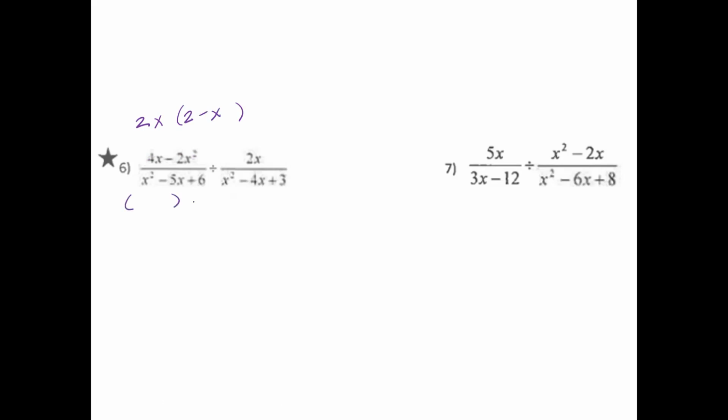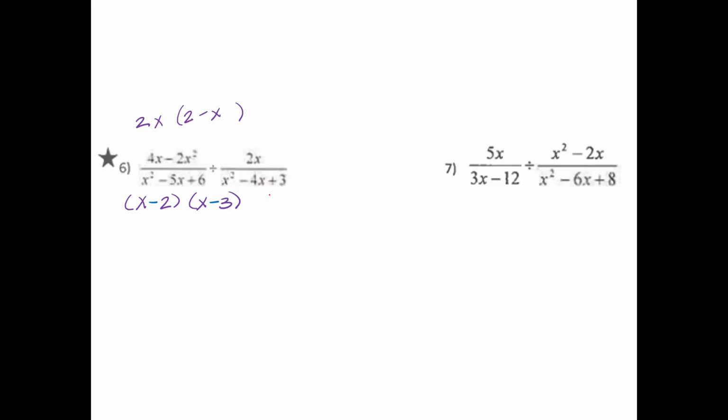Then in the denominator, first denominator, what times what gives you a positive 6? But when you add the 2 numbers together, give you a negative 5. And at this point, you should know that 2 times 3 is going to give you a 6, but both of them have to be negative, so they add up to a negative 5. And when they multiply, it gives you a positive 6.